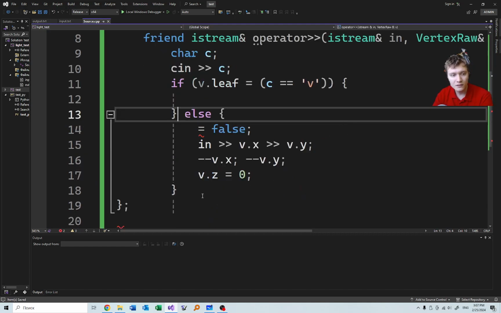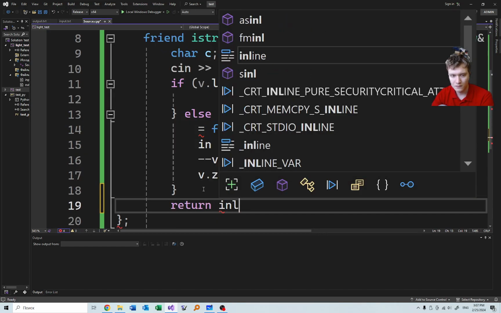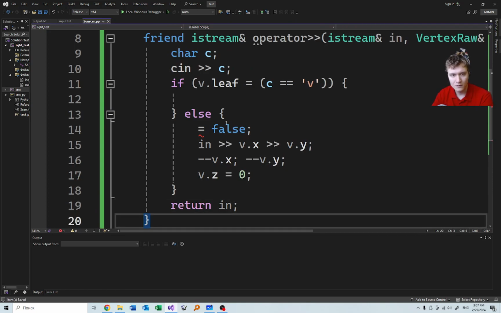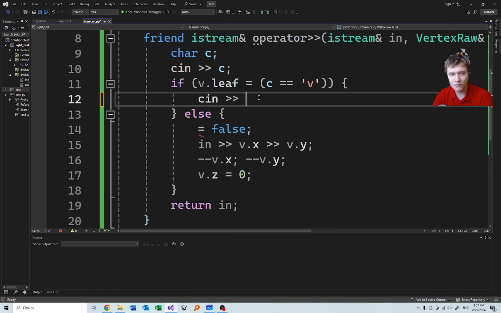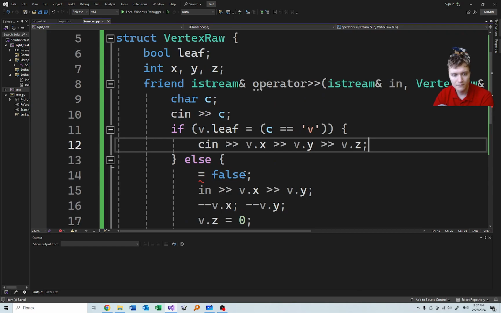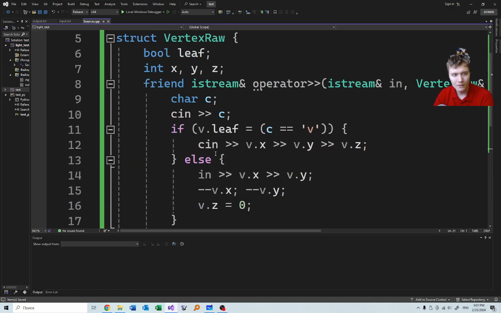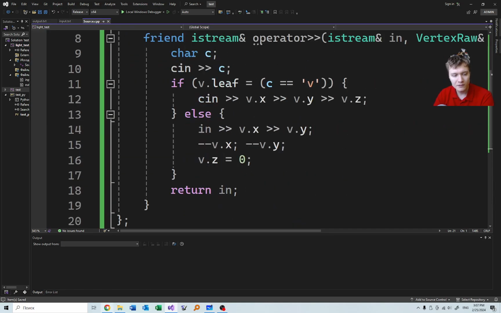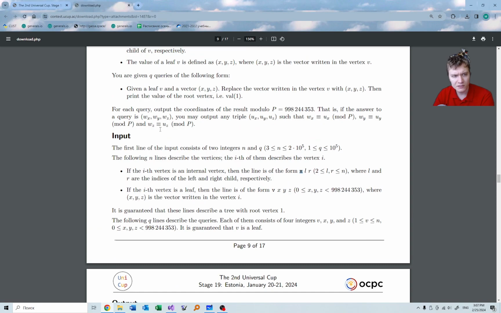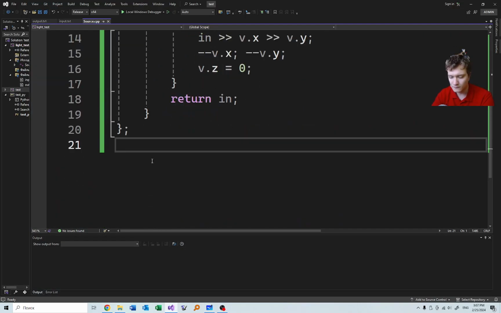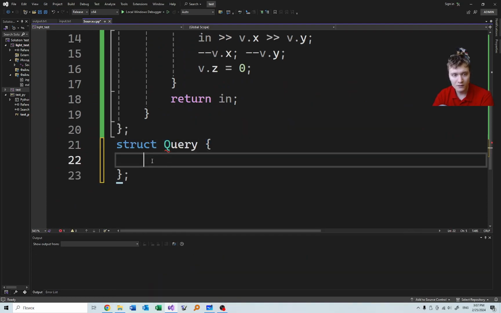And here we need to just read all elements. Okay. We are happy. So we have read the vertex. Also, we need to read the query, and query looks like number of vertex and the new vector.